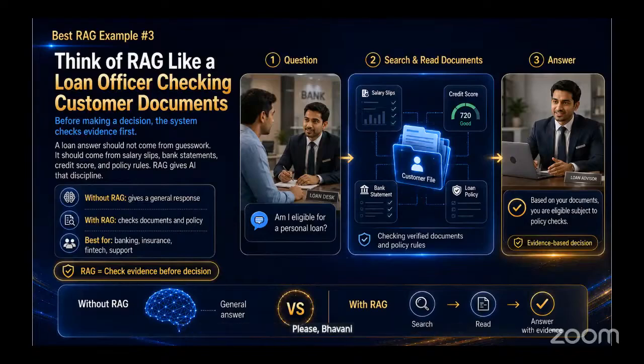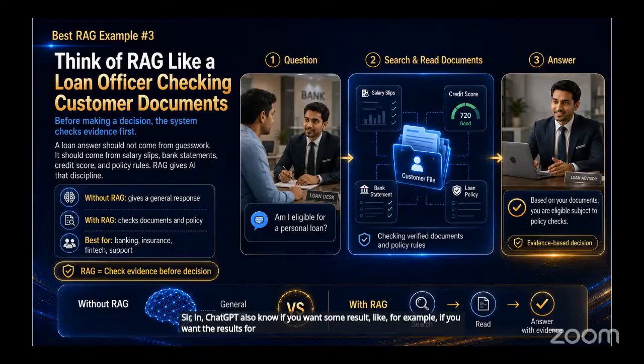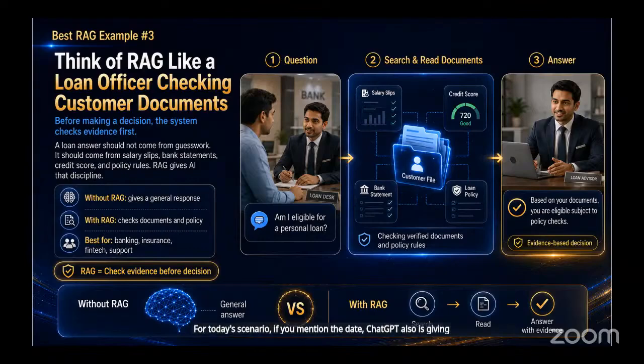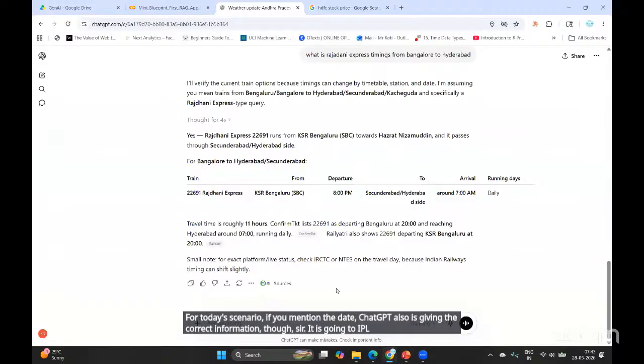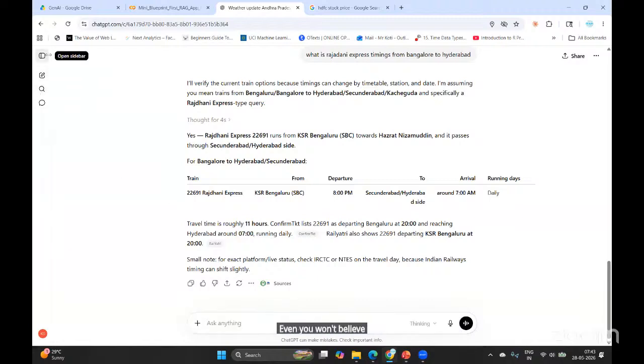In ChatGPT also, if you want results for IPL, for today's scenario or yesterday, if you mention the date, ChatGPT is giving the correct information. It is going to the IPL website, taking the results from there, and showing us the exact result. You won't believe it, first thing today, what I have done.